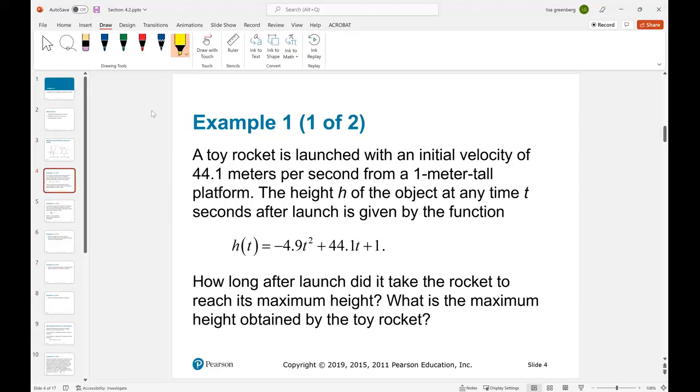Okay. The height. So what we do need is that the height is h. So here's h. This means that this equation right here is telling us the height, and t is time in seconds. So that's our t's. So we don't have just an x, y, we have a t comma h of t, okay? And it says, how long after launch did it take the rocket to reach its maximum height? So that's our first question. Second question, what is the maximum height?